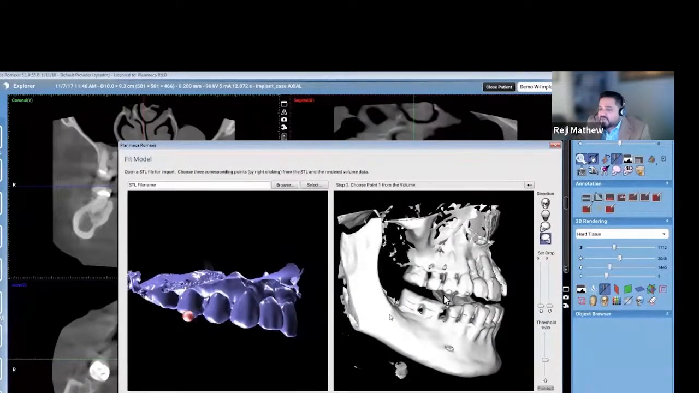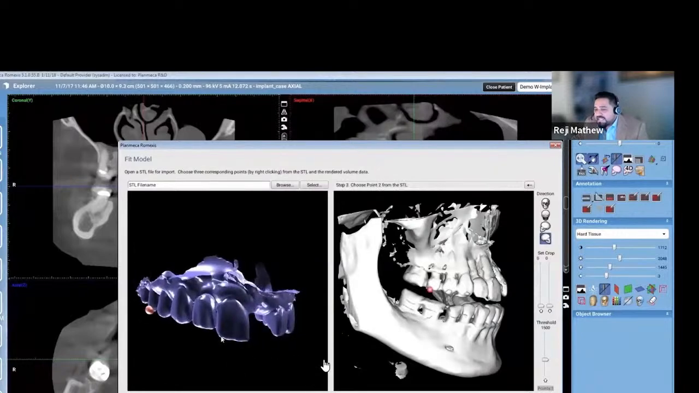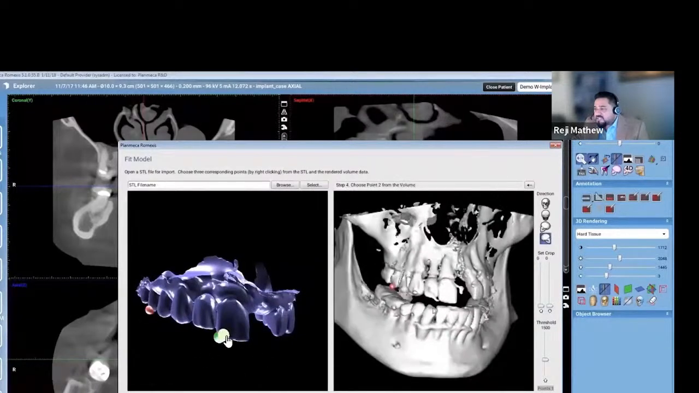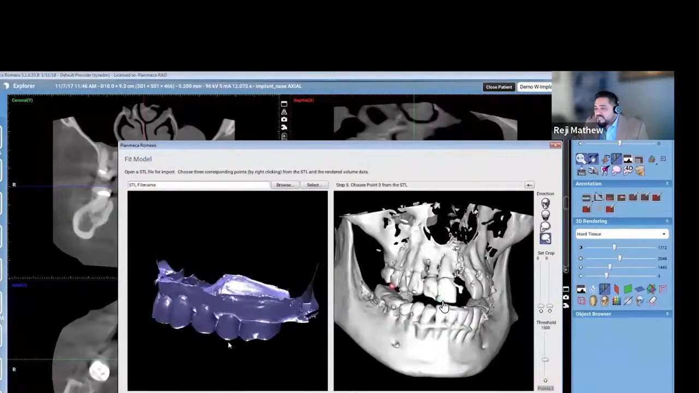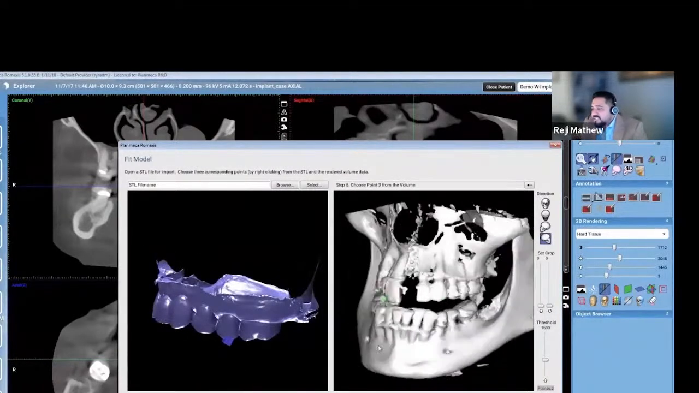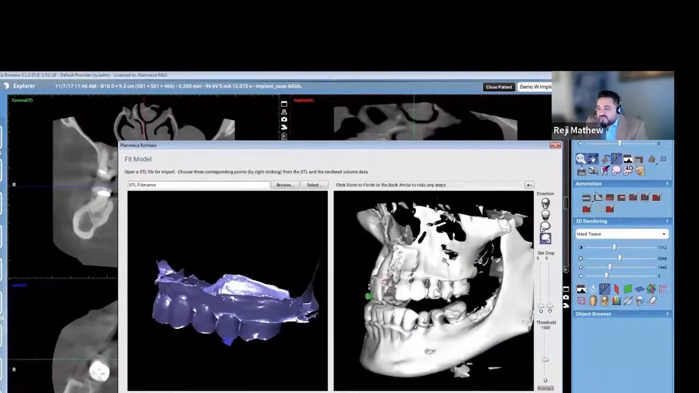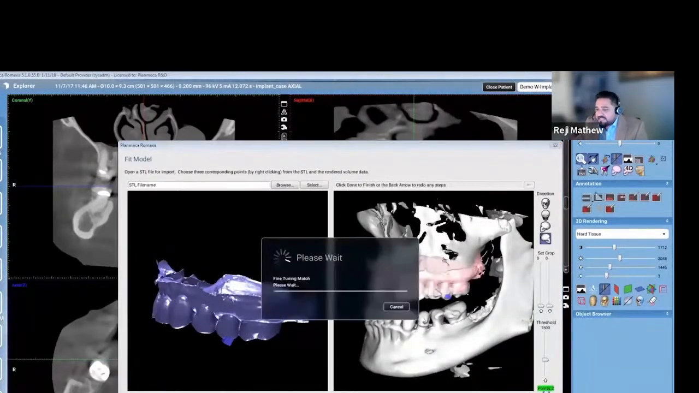Now what you want is to superimpose them. So you select exact points in the intraoral scan and also in the 3D volumetric image, so that you can merge or superimpose the files together. That way we also get a soft tissue definition. Those points have to be slightly far apart.